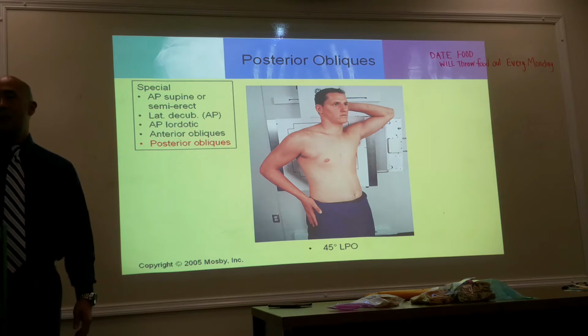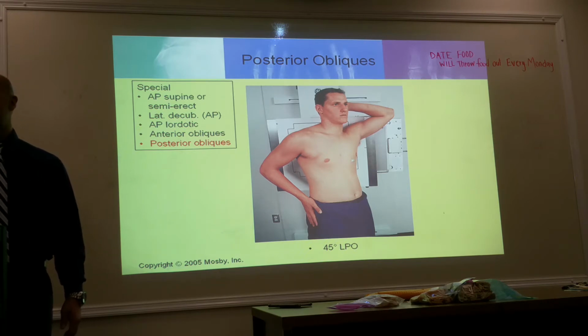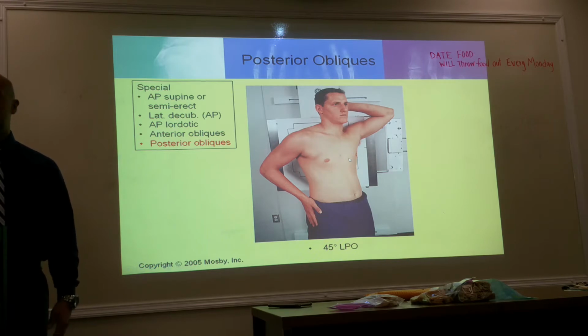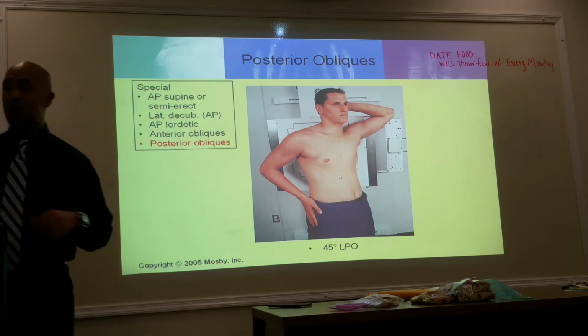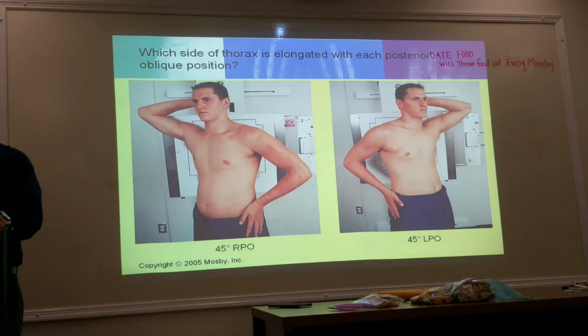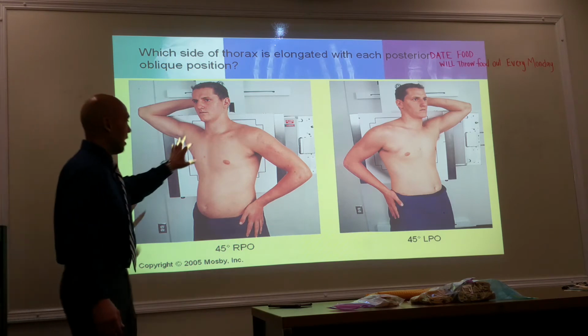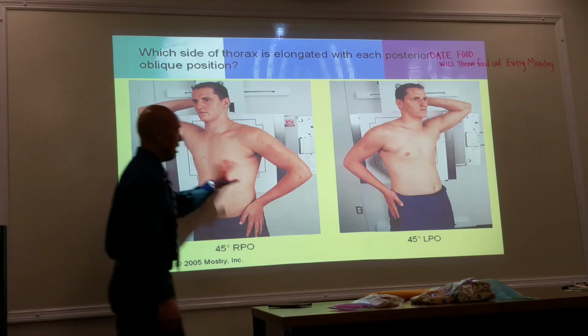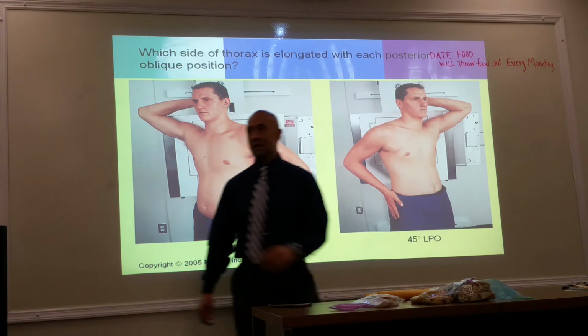They have the arm out of the way because if you oblique them with the arm down, the arm is going to be superimposed within the structure here. Again, we're looking at it bilaterally, so we want to get all other structures out of the way. RPO, which side are we looking at? Right side. LPO, left side.